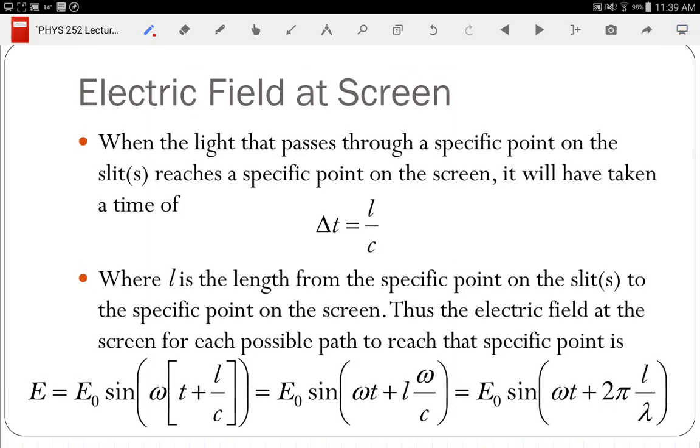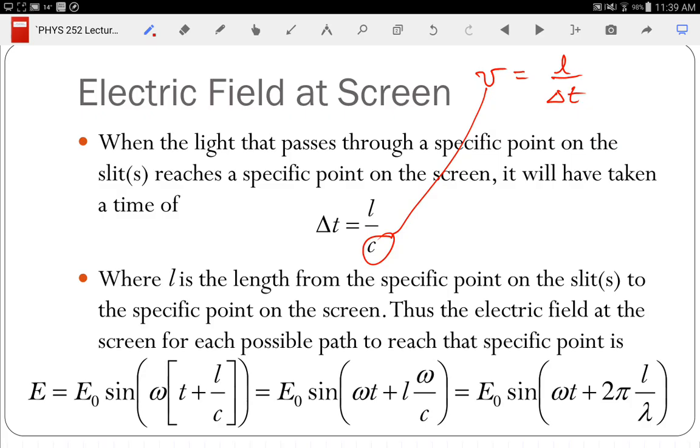Next part. For the light to go from my slit to the screen, it's going to take some time to get there. And the time depends on how far it is from the slit to the screen, and the speed of light. So we just use our equation that relates time, distance, and speed. That is, the speed is equal to the length traveled over the time it takes. Solve that for delta t, and instead of putting in v, we put in c because we're doing it in vacuum, or in air, because air is essentially the same speed as vacuum.